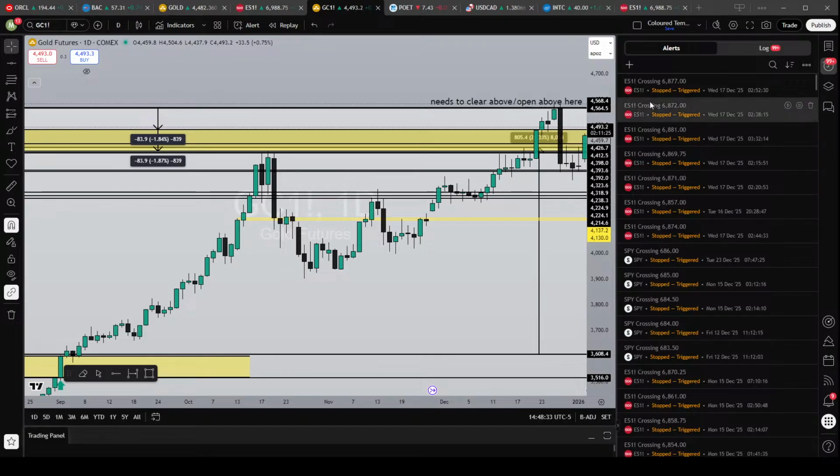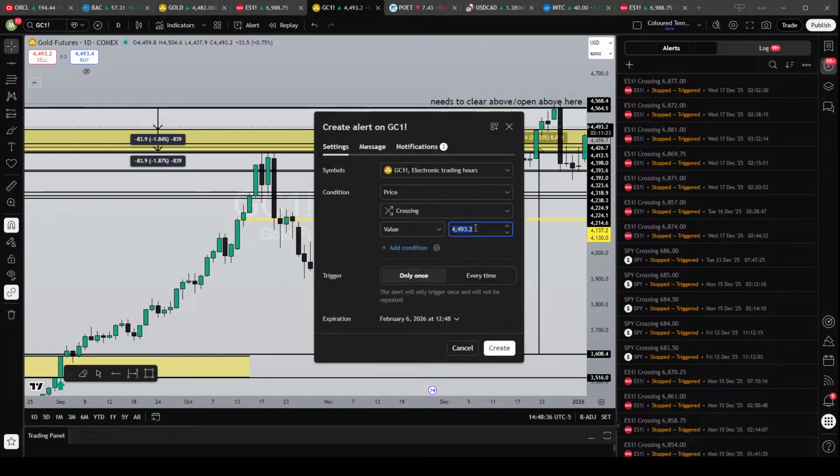Okay, so set some alerts on your chart too at those areas. So once gold clears 4 or 5, you can even set it to like 60 just so that you have those alerts set, but I can assure you that that's going to be the range.